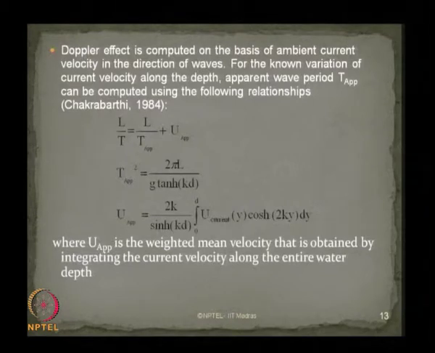In the whole discussion, U apparent is the weighted mean velocity that is obtained by integrating the current velocity over the entire water depth, because the integration in this equation, if you see, is for the domain of entire water depth, where small d stands for water depth.